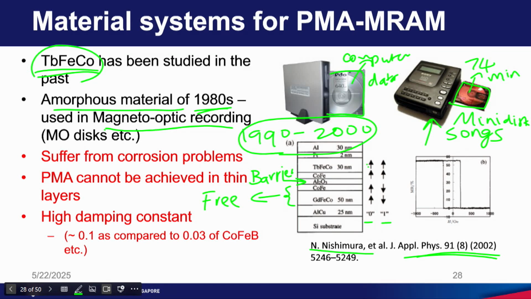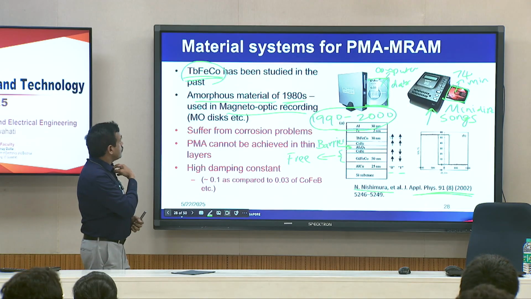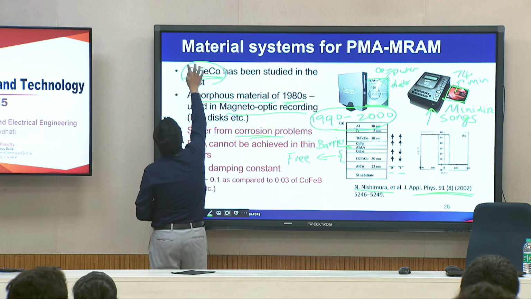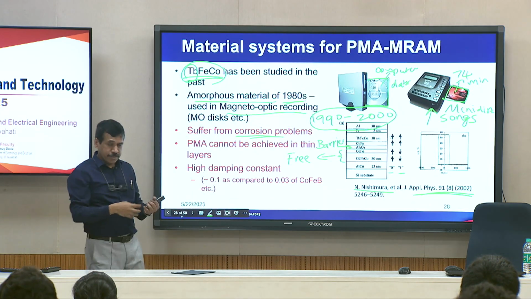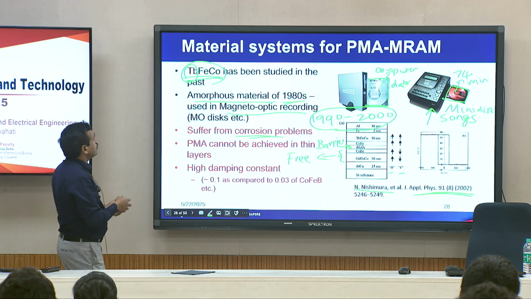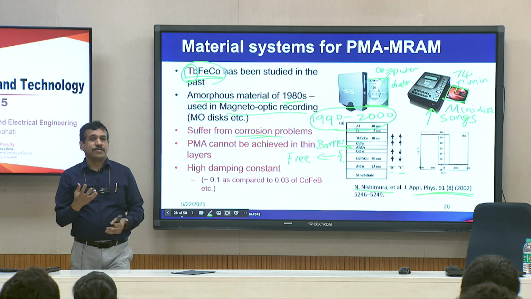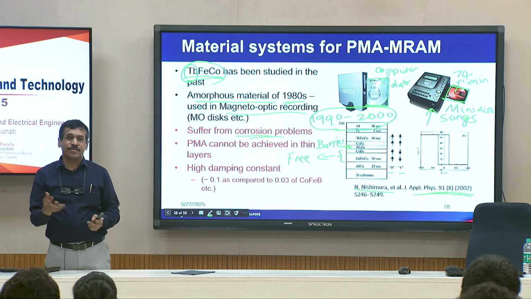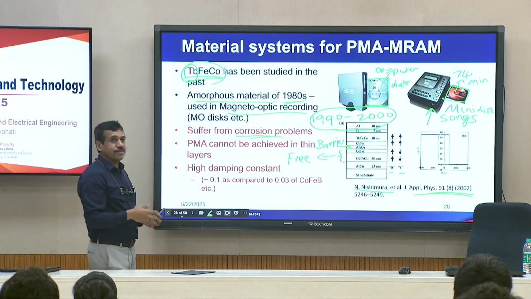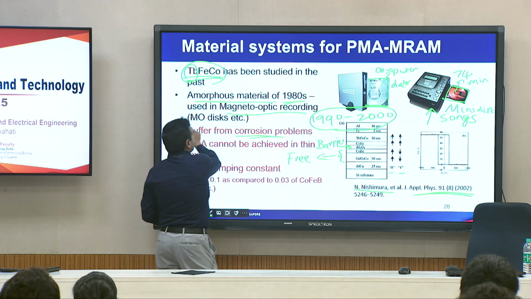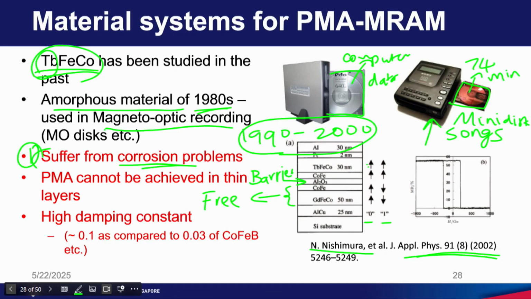Okay, but there are a few problems with this particular technology. First problem is corrosion. Materials like terbium, erbium, all these materials can easily corrode. If you buy a terbium target and keep it on your desk for a few days, you will see that it has become black. So they can oxidize easily. So this is one of the problems. First problem is that they cannot withstand corrosion.